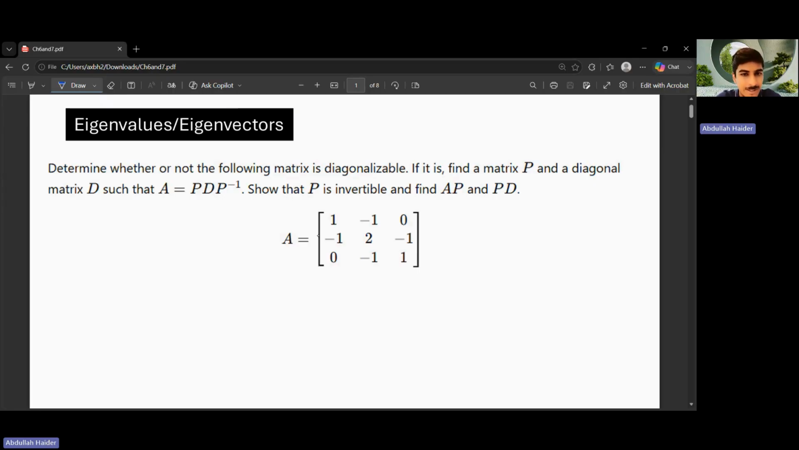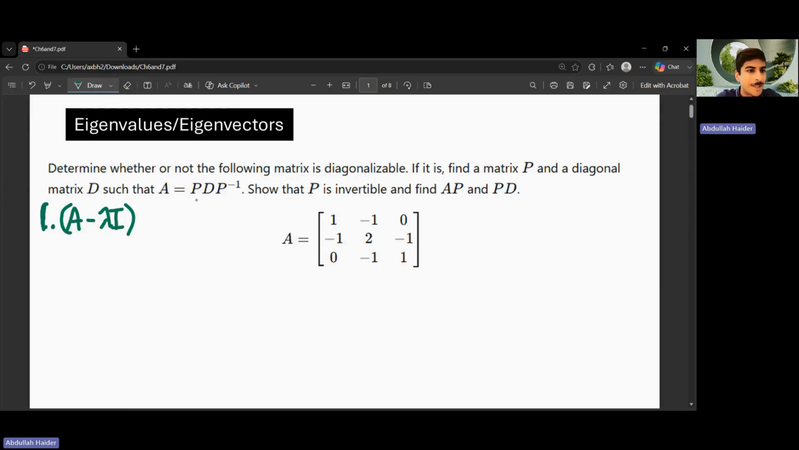You basically have this matrix A: 1, -1, 0, -1, 2, -1, 0, -1, 1. Forget what is written in this question for now. You look at the matrix. I know you will not get anything of this if you look at the question, but if you are to approach this question, the first step you need to do is find A minus lambda I.